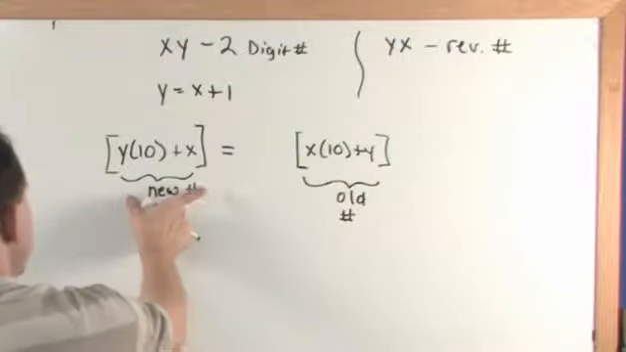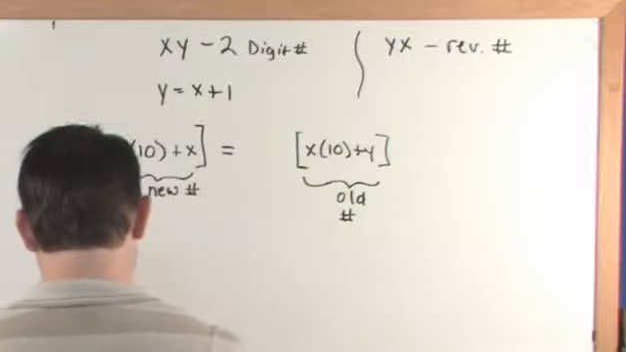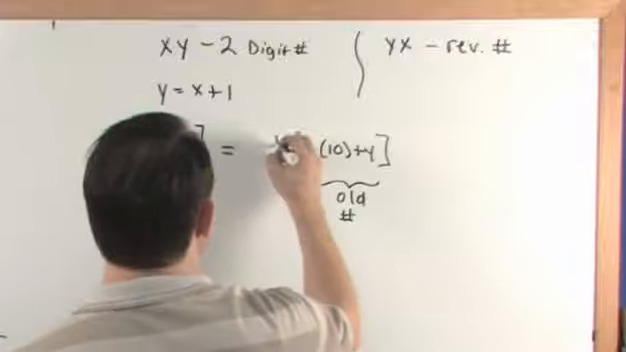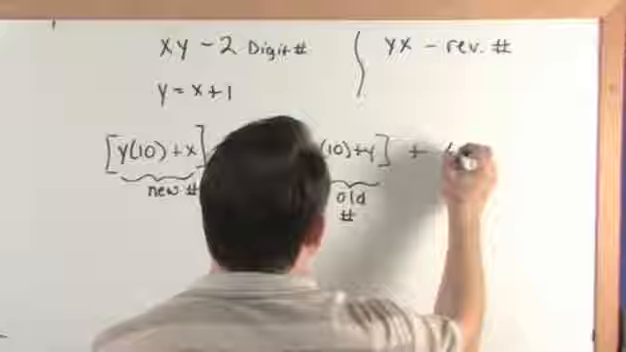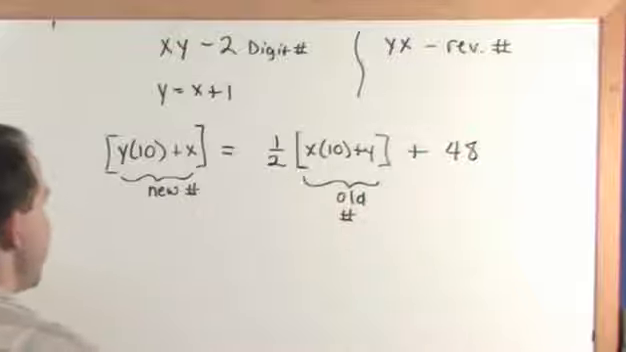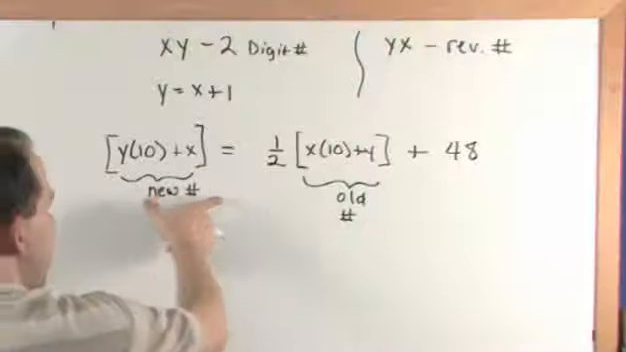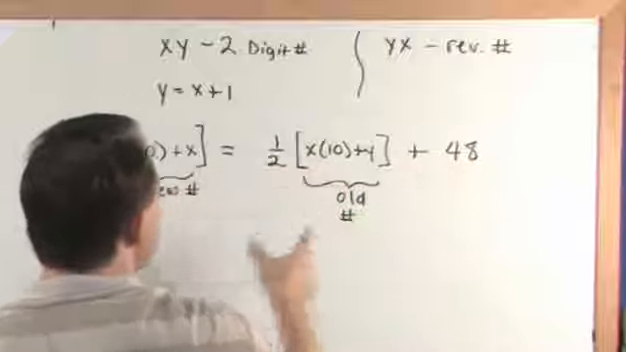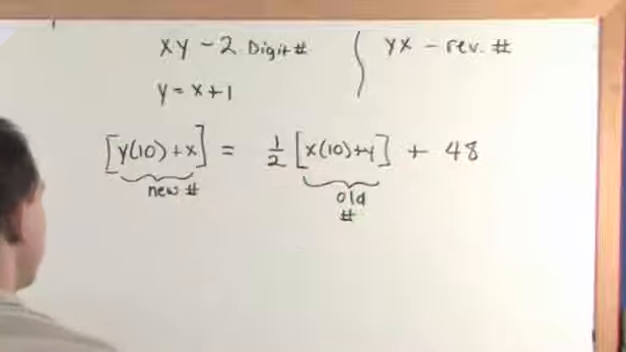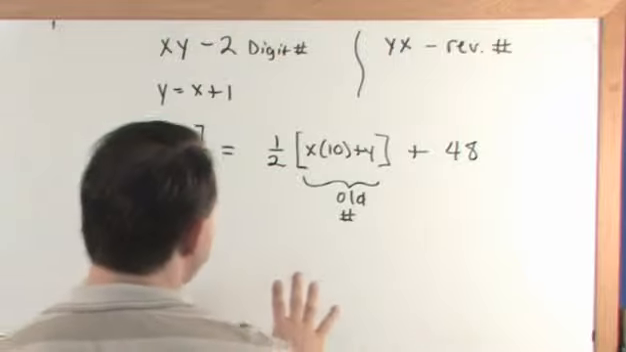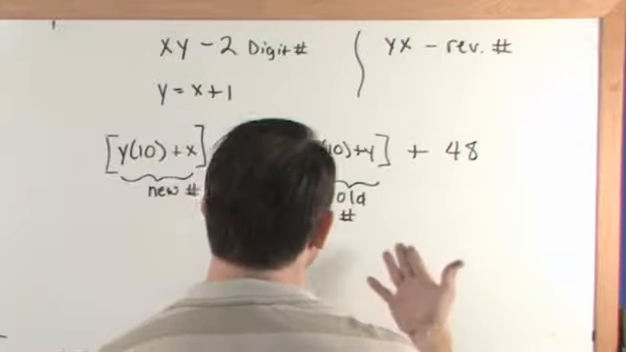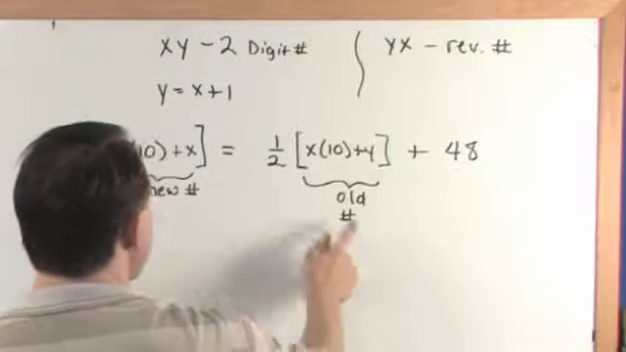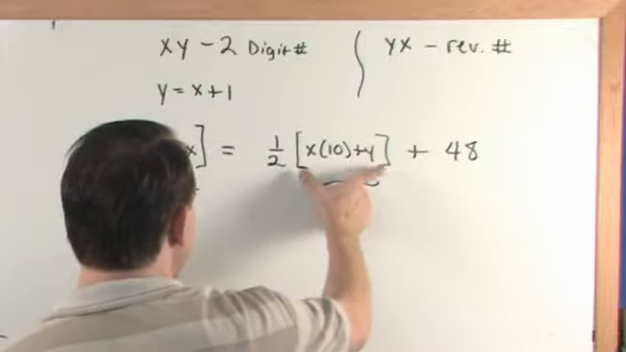Okay, so the new number is 48 more than 1/2 of the original number. So I'm just going to write it down and show you. You see, when you write it down in equation form, it's not so bad. You just have to translate that English into actual numbers. It's 48 more than 1/2 of the original number. And you have to keep it in parentheses because this entire thing is the original number.